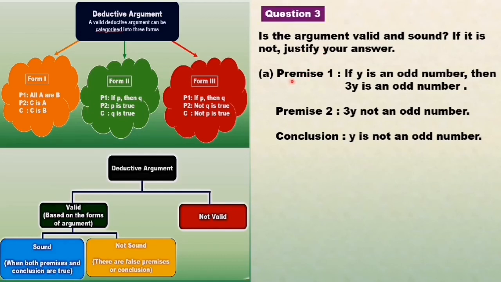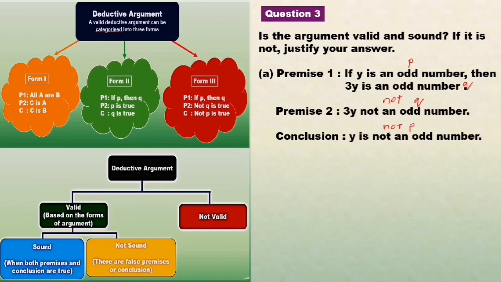Question number 3. Premise 1, if y is an odd number, then 3y is an odd number. Premise 2, 3y is not an odd number. Conclusion, y is not an odd number. So this is argument form 3 because we have "not". If I write the letters, if P then Q, 3y is not an odd number is not Q. Conclusion, y is not an odd number is not P.